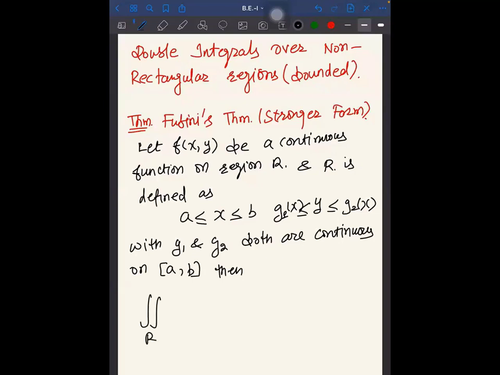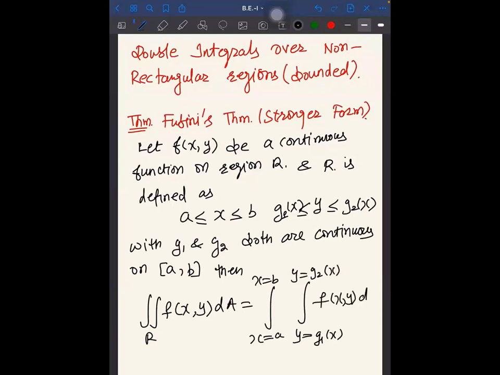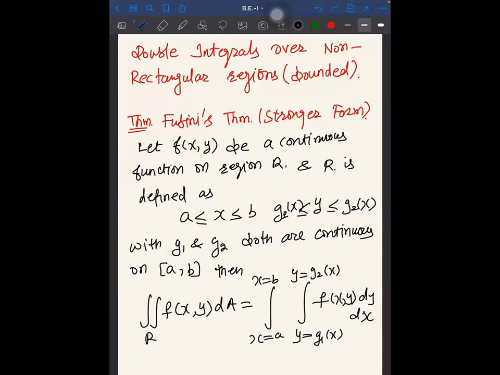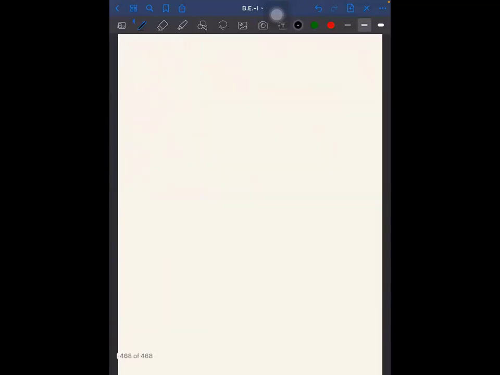this integral, that means again the area, can be written as x is equal to a to x is equal to b, and y is from g1(x) to g2(x), of f(x, y) dy dx. The second part is written in terms of y, then I will explain to you how it works. So here we will end today's lecture.